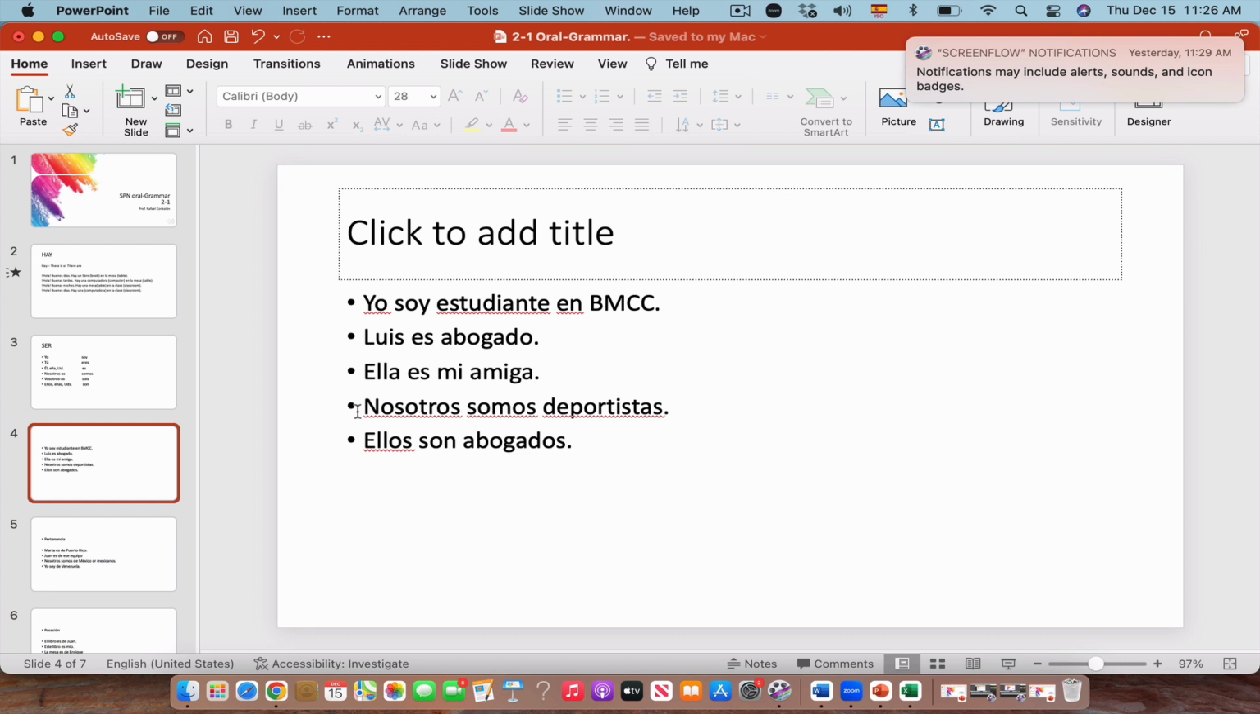In this case, nosotros somos deportistas. We are sports persons, or someone who exercises. And then we have ellos son abogados. Ellos son abogados, they are attorneys. Okay? So remember, in this case, we use the verb to be to indicate professions, or to indicate someone who is my friend, or sports that we practice and so on. Okay? So remember, yo soy, Luis es, ella es, nosotros somos, ellos son. I am, Luis is, she is, we are, they are.